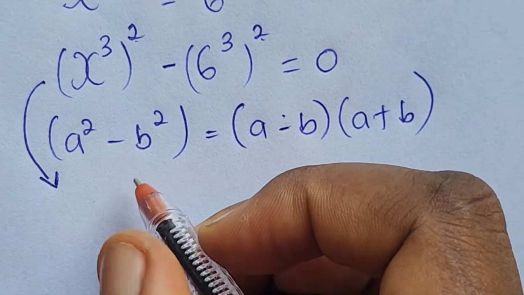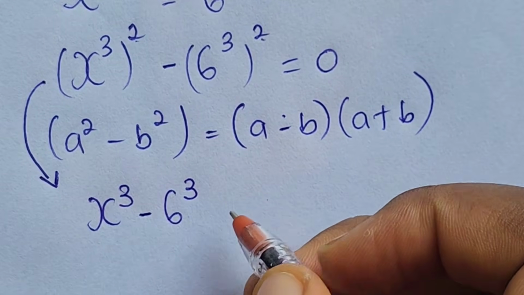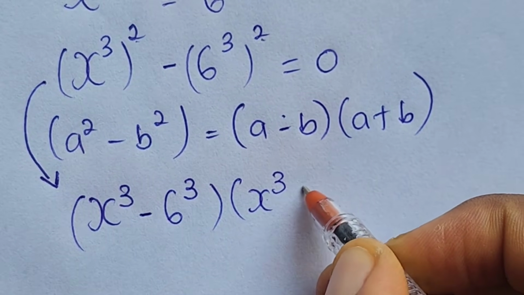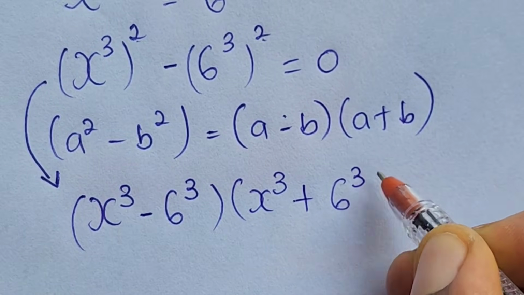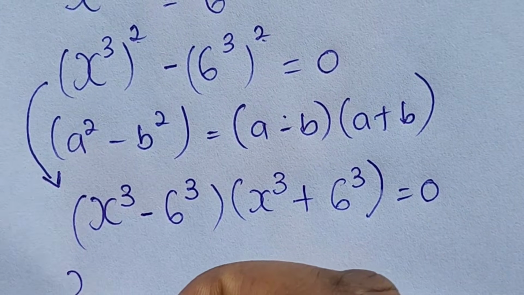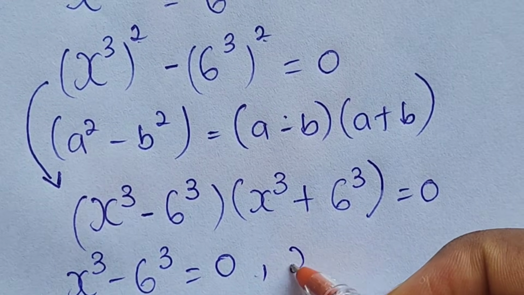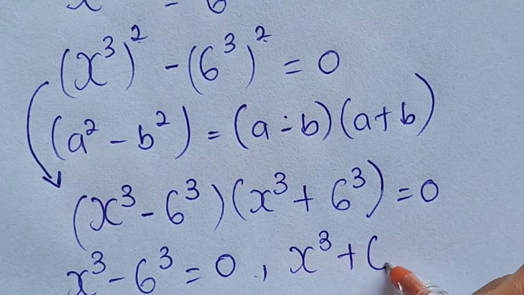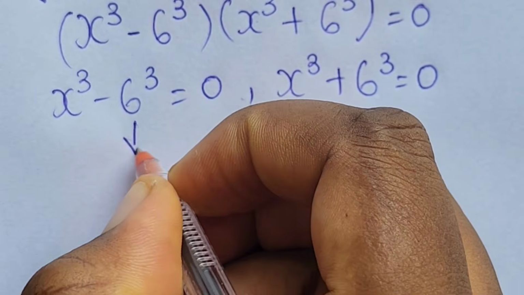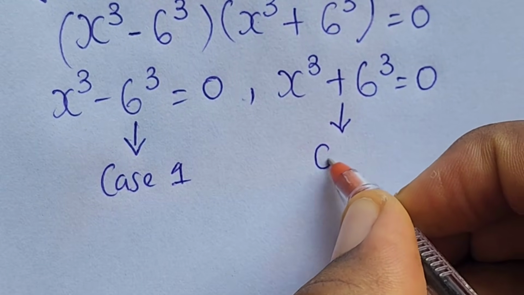So this equation becomes (x to the power of 3 minus 6 to the power of 3) times (x to the power of 3 plus 6 to the power of 3) equal to 0. So this simply means that x cubed minus 6 cubed is equal to 0, and x cubed plus 6 cubed is equal to 0. So we'll consider this as case 1 and this as case 2.